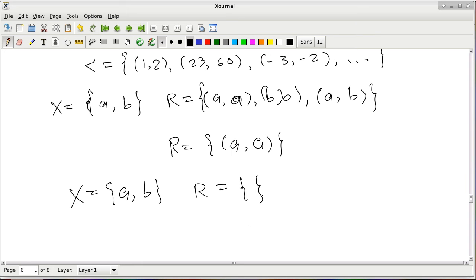It is symmetric. So choose any two elements as my E and F. Okay? E is A, F is B. Is it in the set? No. What about the other way around? Also not in the set. False, if and only if false, is true.